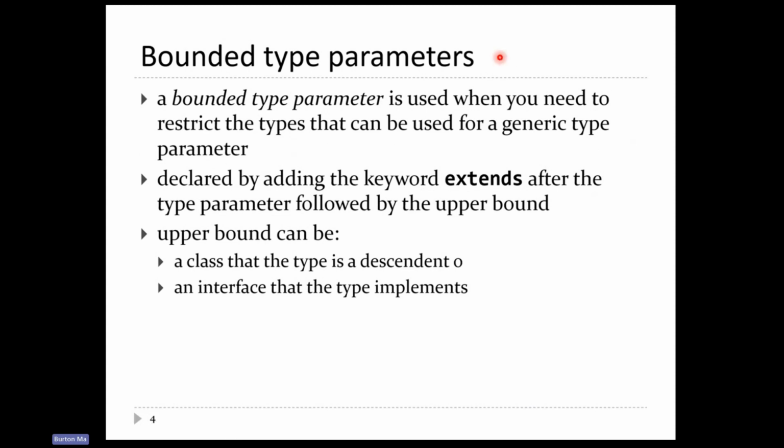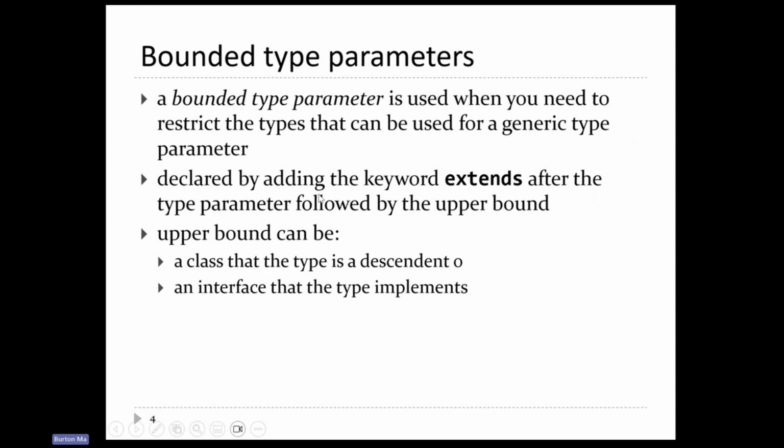And so the way you do this with Java generics is you use what's called a bounded type parameter, right? So we've seen type parameters already. T or E, right? It's just a name that stands in for the actual type. It turns out that you can put constraints on these types. So a bounded type parameter is used when you need to restrict the types that can be used for a generic type parameter, right? So in other words, you have a method or a class that's generic, but the type has to meet certain requirements.